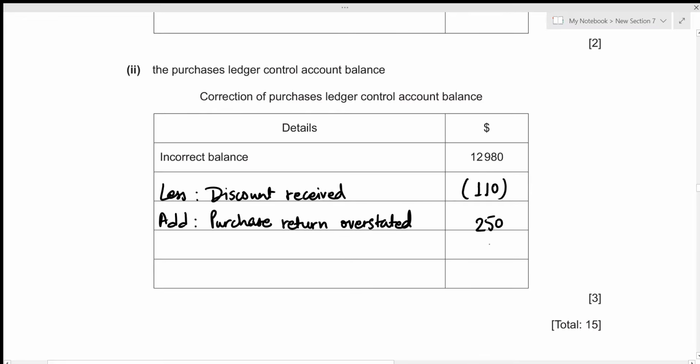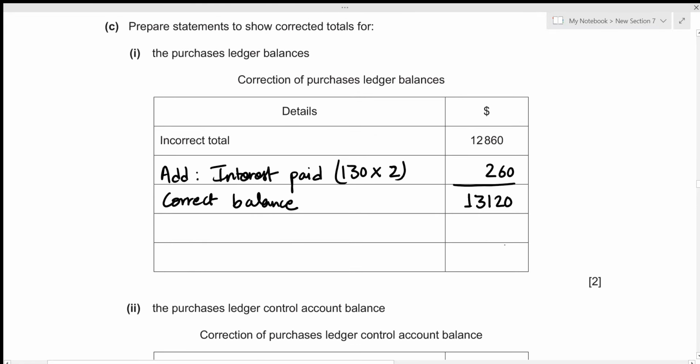Now these are the only errors that need to be rectified in order to figure out the correct total for the purchases ledger control account. Let's figure that out now. So the correct total is just going to be 12,980 minus 110 plus 250, which gives the total to be 13,120. And remember that this is the same balance we figured out for the purchases ledger, which means that both of these solutions are correct. So this brings us to the end of the third part as well as the question.